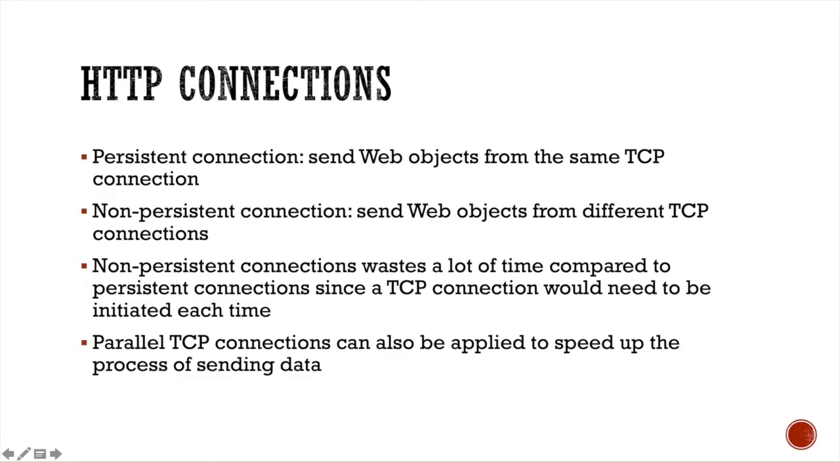If non-persistent connection is applied, a new TCP connection will have to be formed every time the client asks for a web object. And due to the time needed to initiate the connection and send acknowledgement, it would waste a lot of time if non-persistent connections were to be used compared to persistent connections. Parallel TCP connections can also be applied to speed up the process of sending data. Since the data being transferred are now transmitted through many TCP connections in parallel, the response time can be shortened.